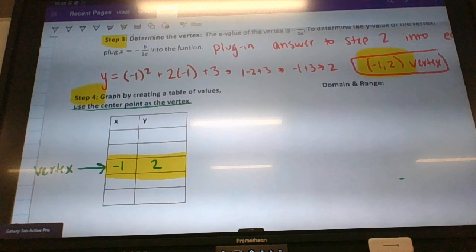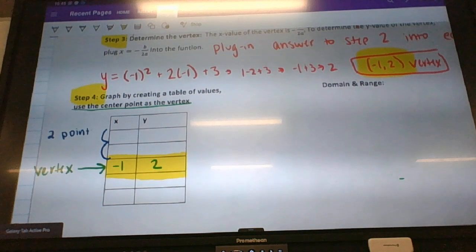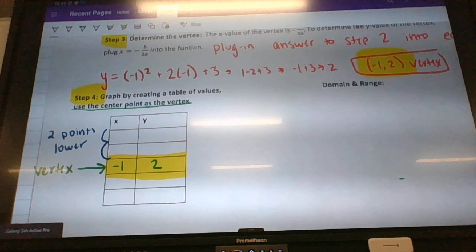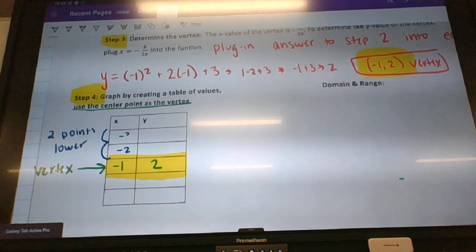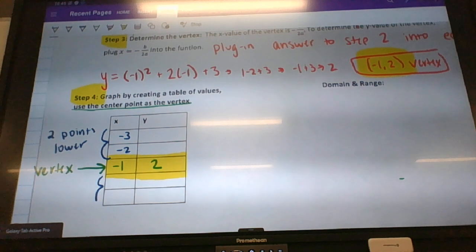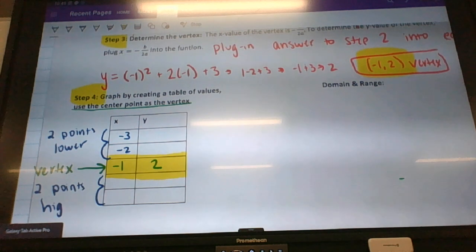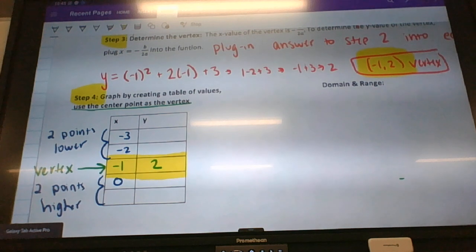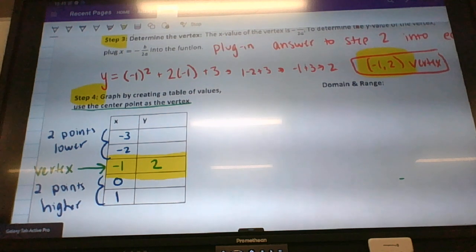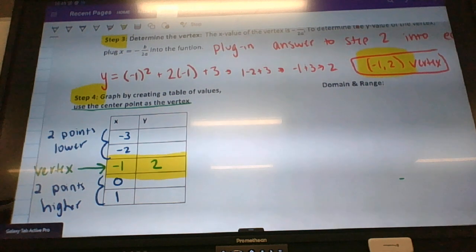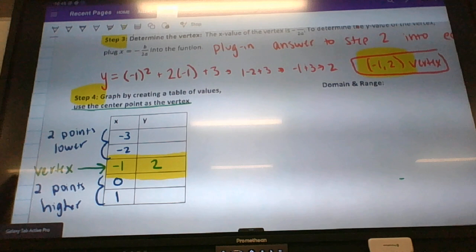Now you want to do 2 points lower. So from -1, it would be -2, -3. And then on the other side of the vertex, you do 2 points higher. So 0, 1. This will help you get really precise points. And some people, even though the process takes longer, some people really like this better than what we just did last chapter. They feel more confident in it.